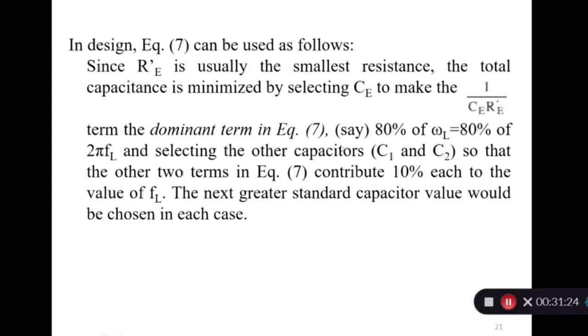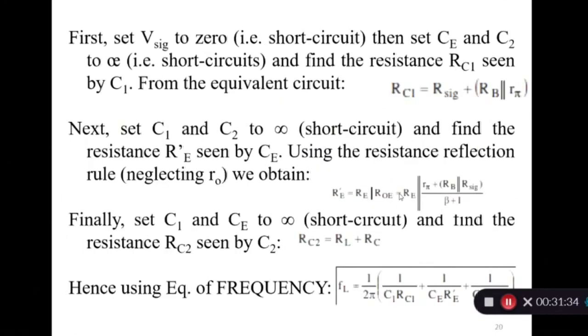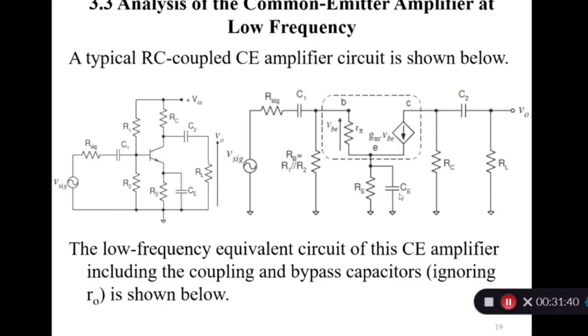For example, say 80%. So what happens in this one? The center section, the main section, has the effect of 80% of the frequency, and the remaining two sections you can say approximately 10% and 10%. So you have to calculate the center section very carefully.